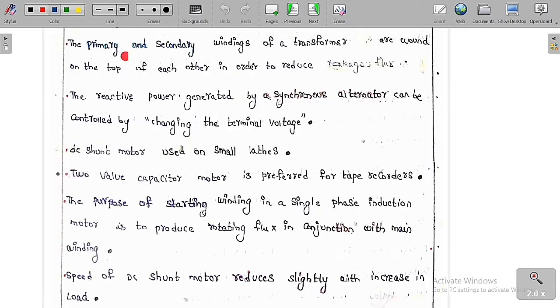Only because of this mutual flux, the power is transferred from one electrical medium to another electrical medium by a magnetic medium. The primary and secondary windings of a transformer are wound on top of each other in order to reduce the leakage flux. I have already told you, you have to wind the primary and the secondary windings one after the other, because the flux is then going to link both the coils, so the leakage flux is less here. That means we can get most of the useful flux.